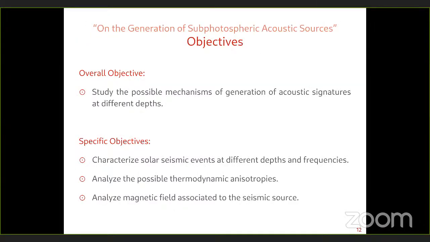The overall objective of this thesis is to study the possible mechanisms of generation of these acoustic signatures at different depths in the solar interior. In order to achieve this, we select these specific objectives, which were: characterize solar seismic events at different depths and frequencies. Also analyze the possible thermodynamic anisotropies, as well as the magnetic field for each source.